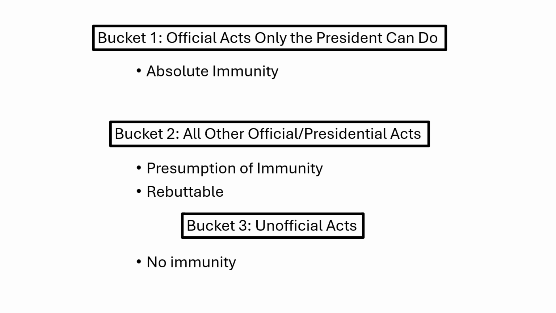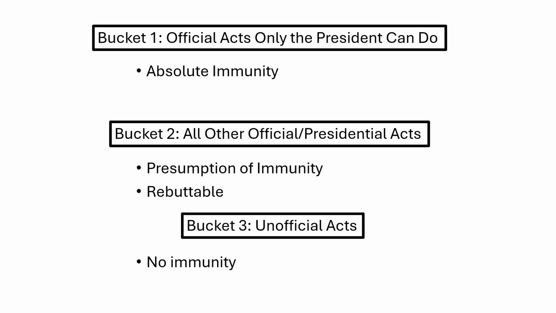This is the category for which the Supreme Court designated absolute immunity from prosecution for acts within this bucket. It's things that only the president can do within presidential authority. Then there's bucket two, all other official presidential acts. Basically anything the president does as president, acting as president, that doesn't fall into bucket one. Bucket two, rather than absolute immunity, has a presumption of immunity. And this presumption is rebuttable, like basically all legal presumptions.